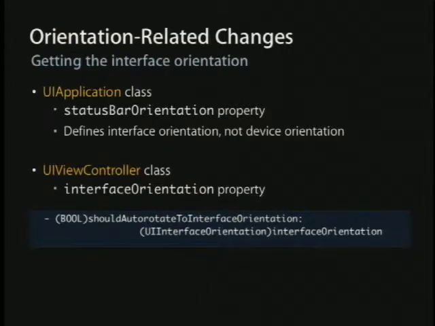It takes one parameter, the interface orientation, and the return value is a bool, either yes or no. So if you implement this method, you don't have to worry about any of those device methods we just talked about, and you don't really even have to worry about the UIApplication method. You basically just implement this one method and return yes for any orientations that you want to support. And UIViewController takes care of the rest. It rotates your interface for you, updates the status bar location, and handles all that.